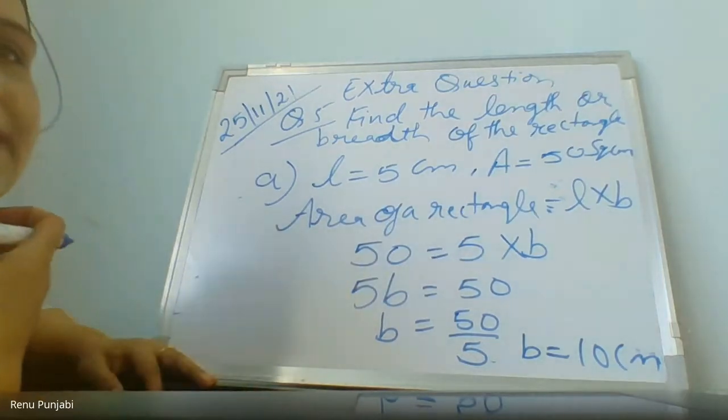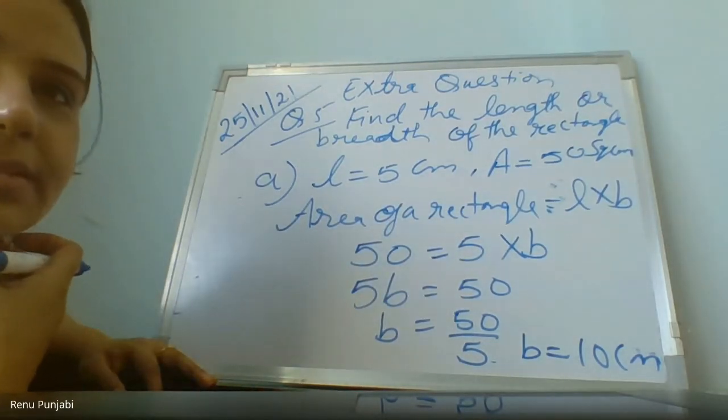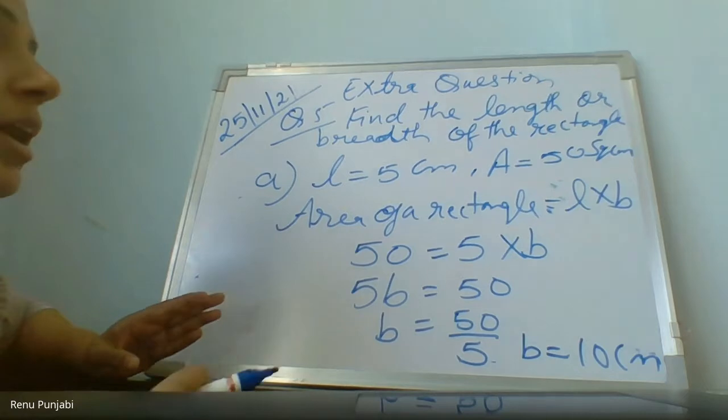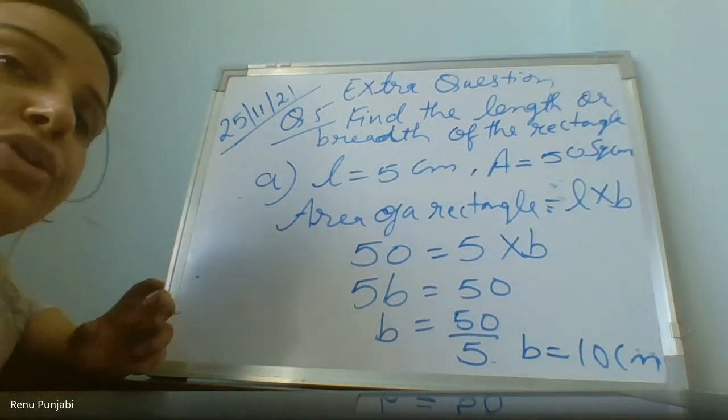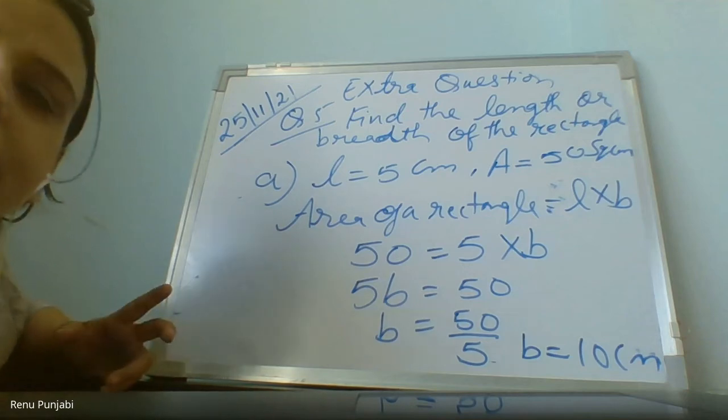If we divide area by length, or by breadth, whichever we get, then you will get the missing side. Here length is given, so divide by length, breadth will come. If breadth is given, divide by breadth, length will come.